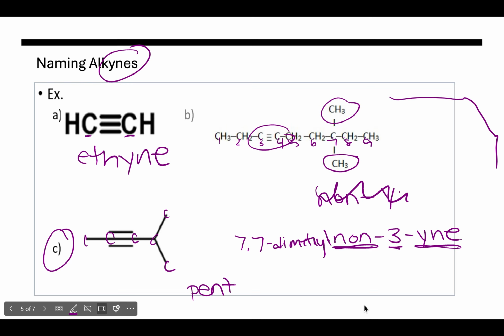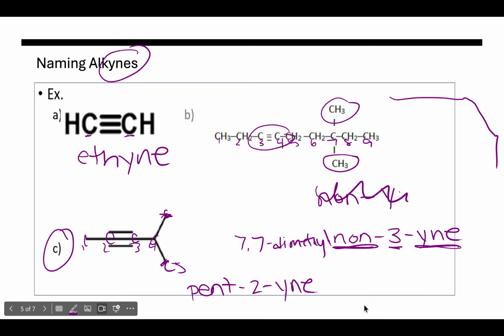And I'm going to start from my left. So 1, 2, 3, 4, 5. If I started from either of these carbons and I started counting 1, 2, 3, I wouldn't get a number for my triple bond until carbon 3. So I want to start on the left so that I give that smallest number possible, which is 2. And then YNE for the ending because it's a triple bond.